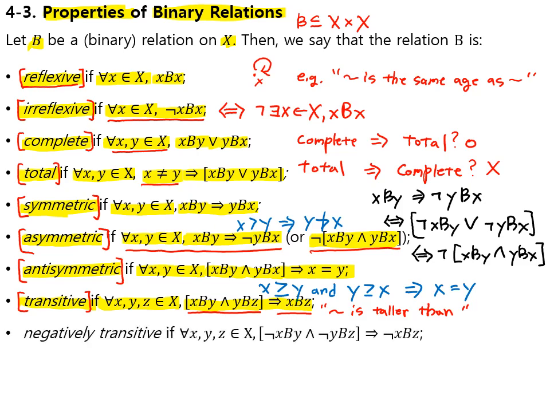There is a negative version of this transitive relation called negative transitivity. According to this, for every three elements x, y, and z, if x is not related to y and y is not related to z, then this implies that x is not related to z. So here we have negative transitivity.